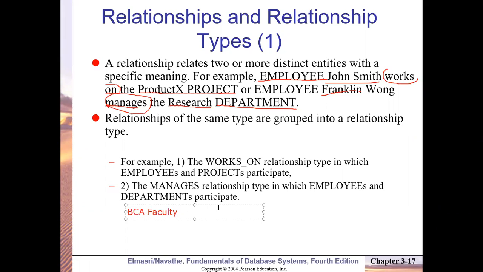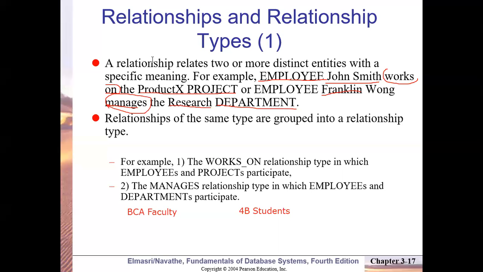BCA faculty is one entity type and 4B students is another. So these are the two entity types. Now there is a relationship between them.